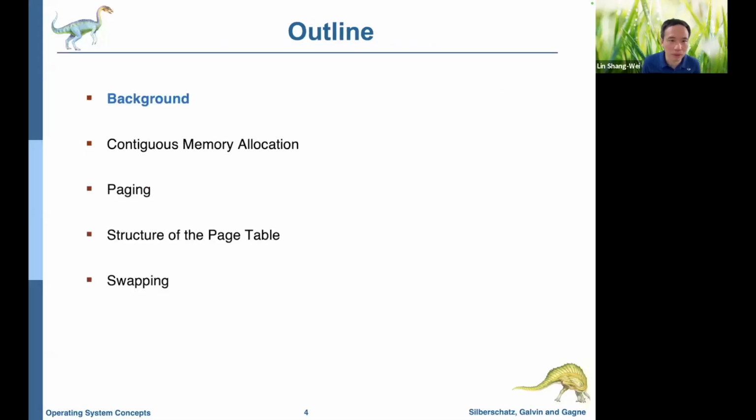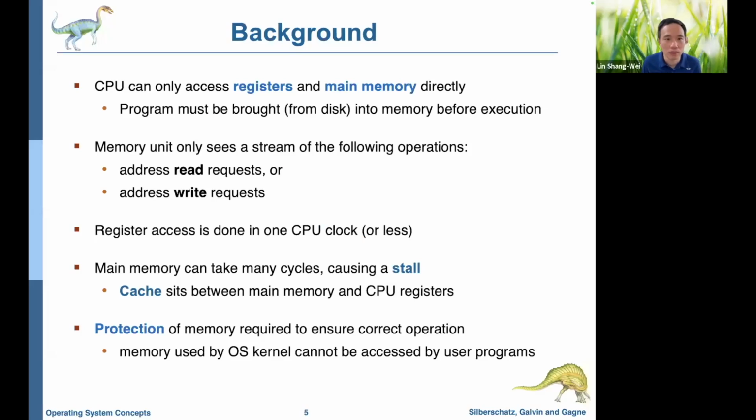So let's see the background first. We know that the CPU can only access registers and memory directly. The CPU cannot directly access your disk. This means that if you want to run your program, it must be brought into memory before execution. When your program does some computation, you may need to read data from memory, and after the computation, you may need to write the result back to some place in memory.